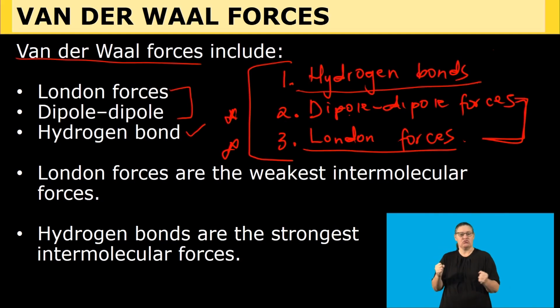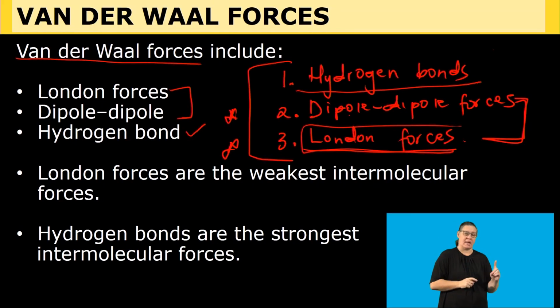Because as the strength of the intermolecular forces increases, the energy required to overcome those intermolecular forces also increases. So the London forces are weaker than the dipole-dipole forces, which means to overcome the intermolecular forces making up the London forces, you're going to require less energy as compared to the energy needed to overcome the substance that only has the dipole-dipole forces.